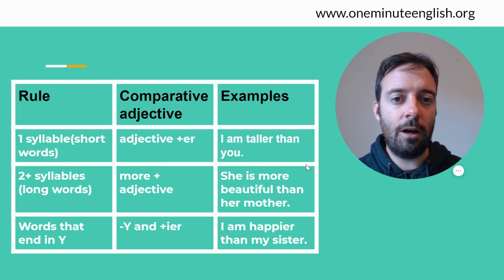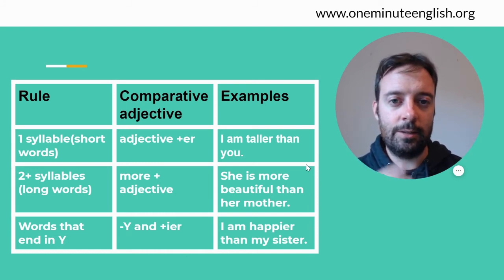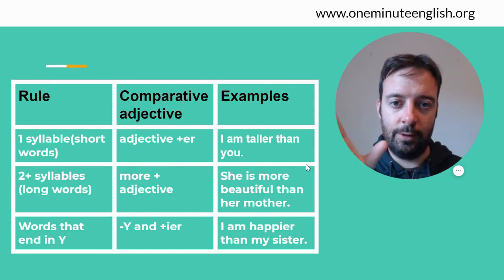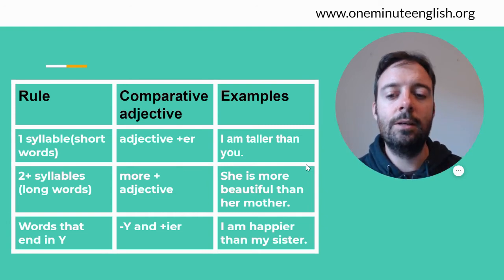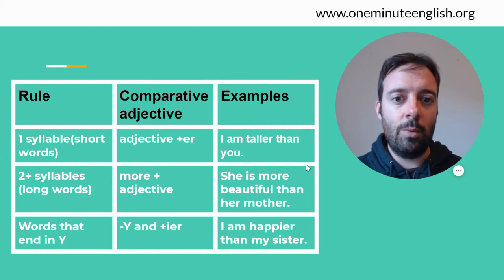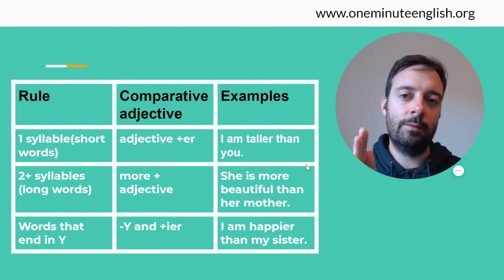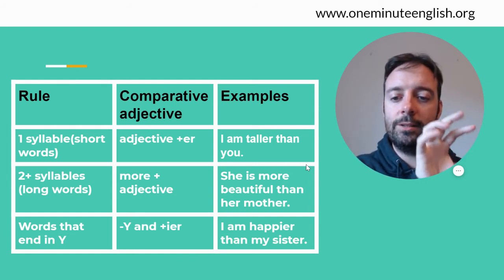Then if it's a longer word with two or more syllables, like beautiful, that's three syllables, right? Then we use more plus the adjective. She is more beautiful than her mother. So more plus the longer adjective.